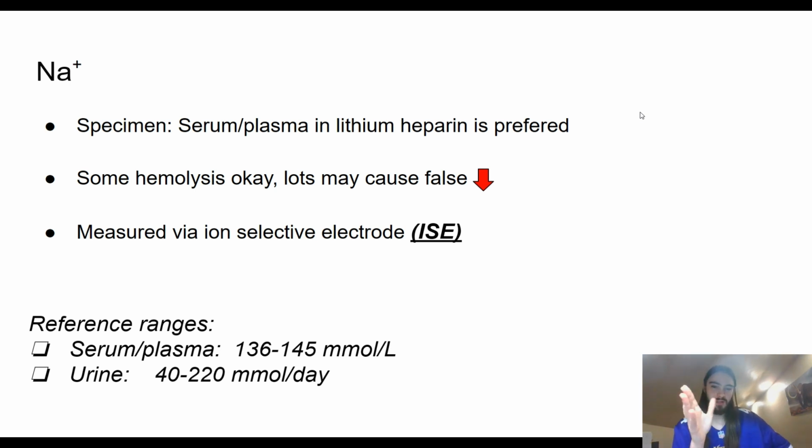I won't explain what ion selective electrode is right now because for the first 5 of these 8 electrolytes, the main method of measurement is ion selective electrode. So I'll wait to explain that until I'm through all the first 5 of these. And then there's a couple of reference ranges.